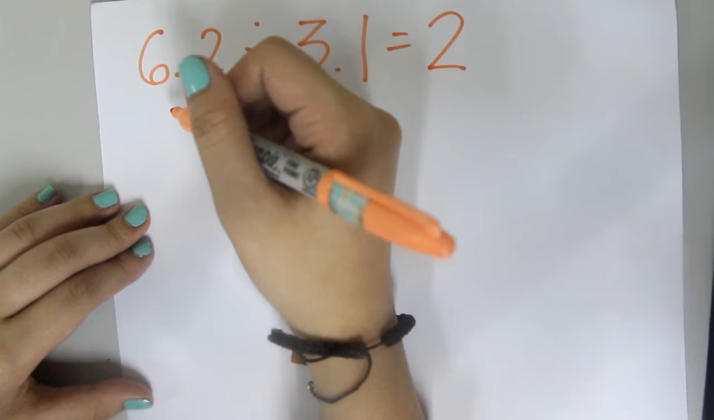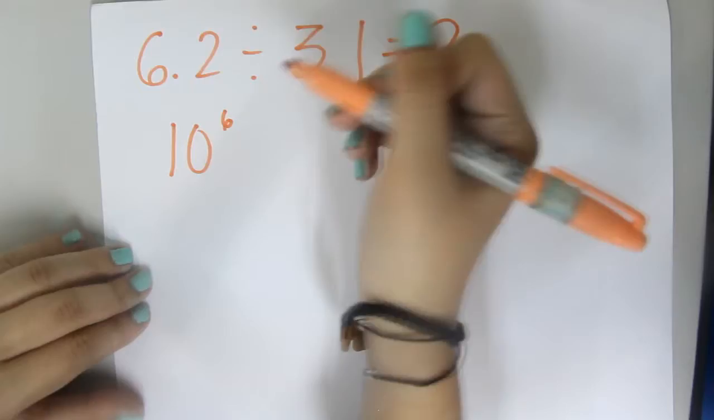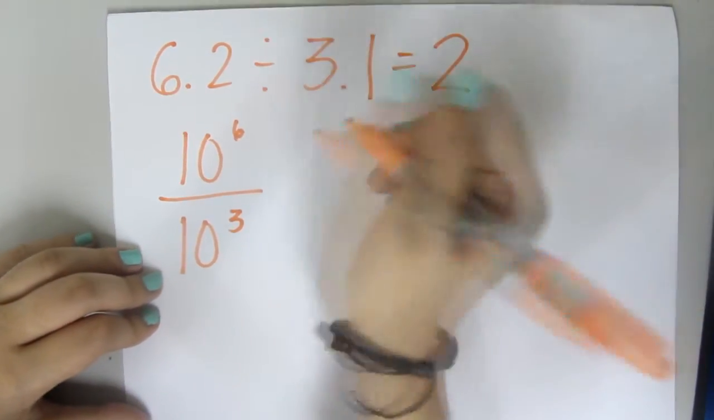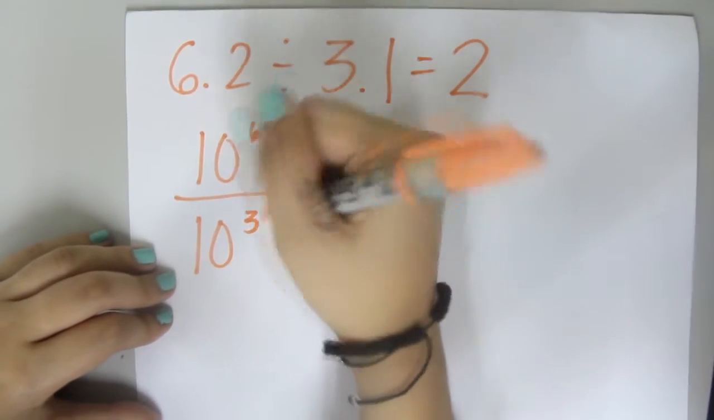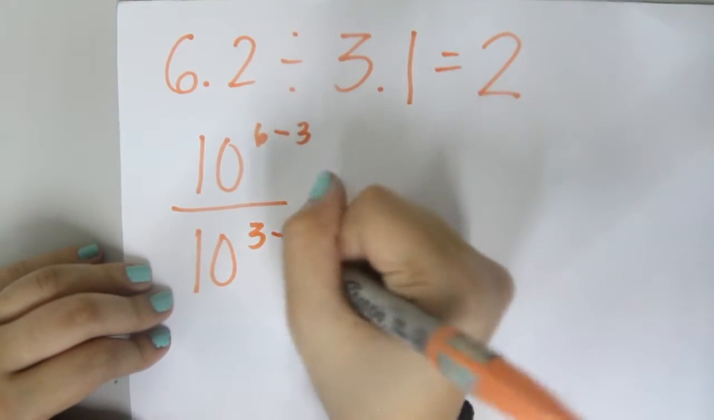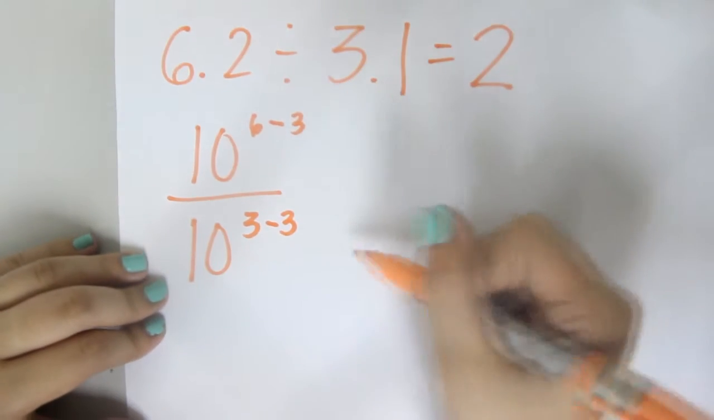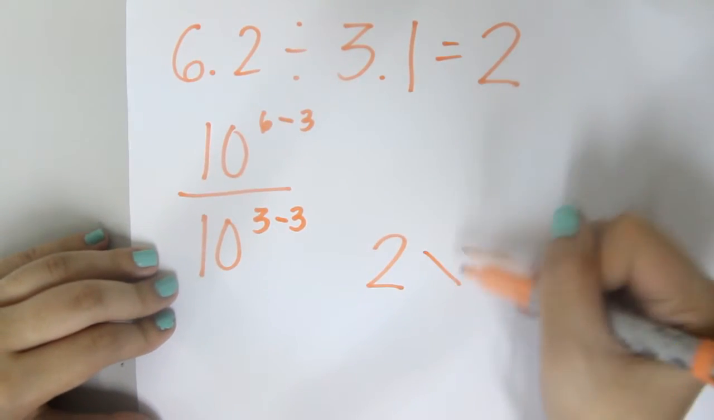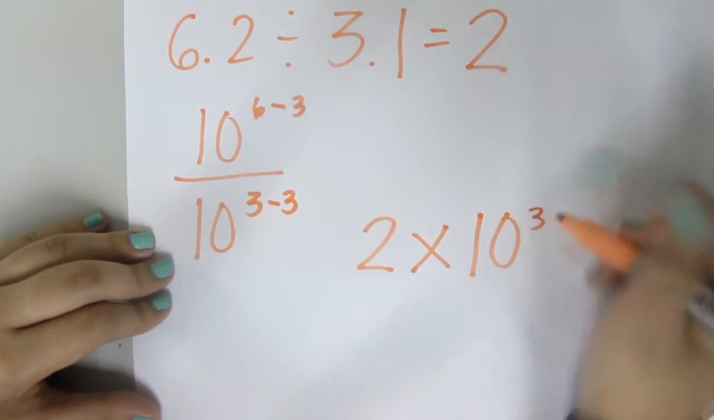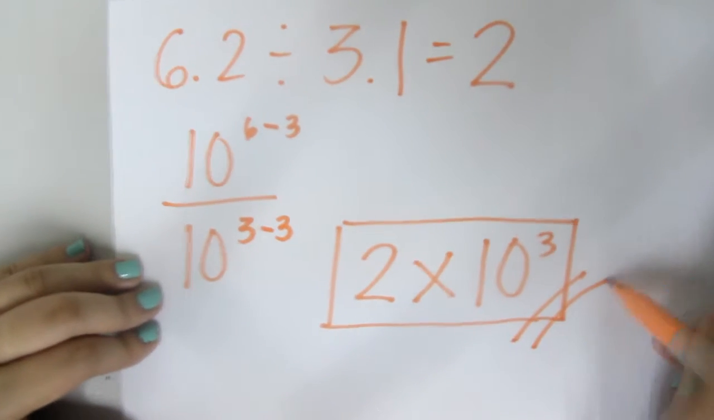Then we're going to divide 10 raised to 6 by 10 raised to 3. According to the rule of exponents, you're just going to subtract the exponents. So 10 raised to 6 minus 3 is equal to 10 raised to 3. There you go. 2 times 10 raised to 3.